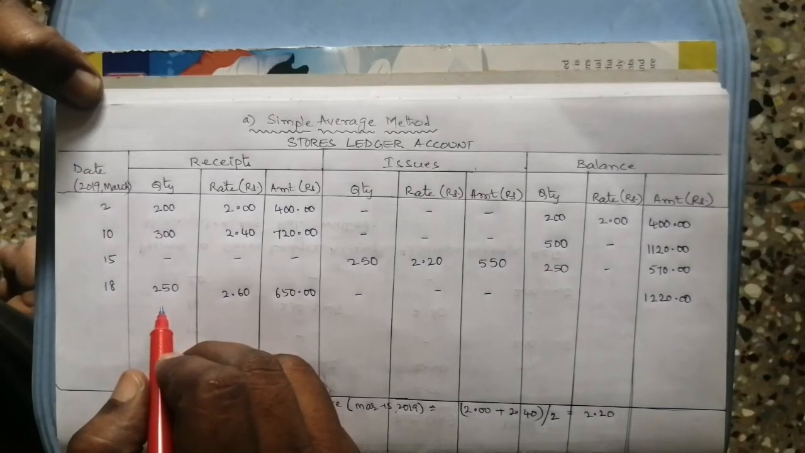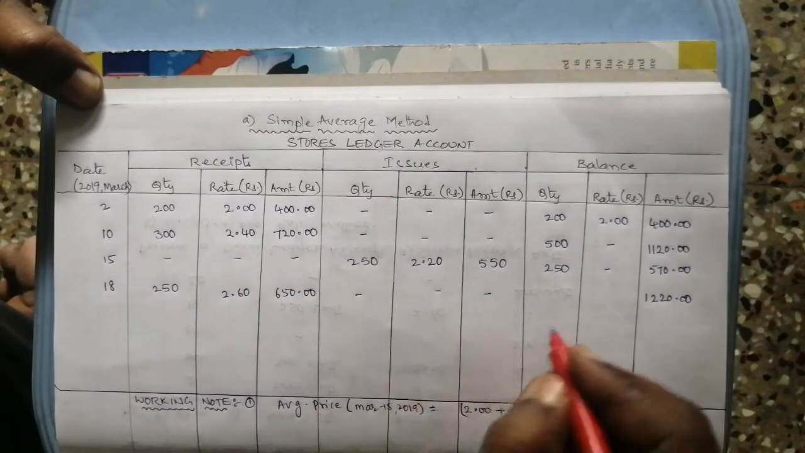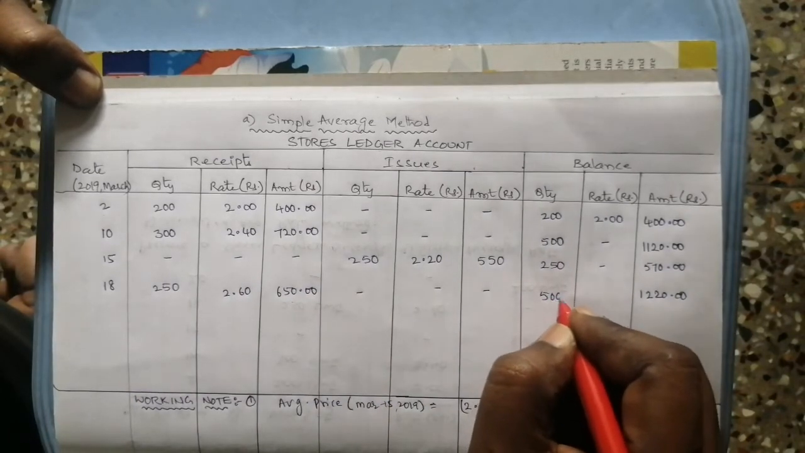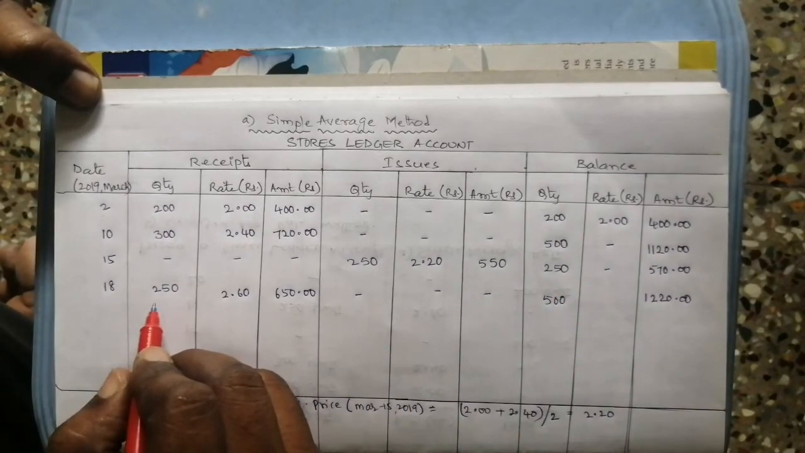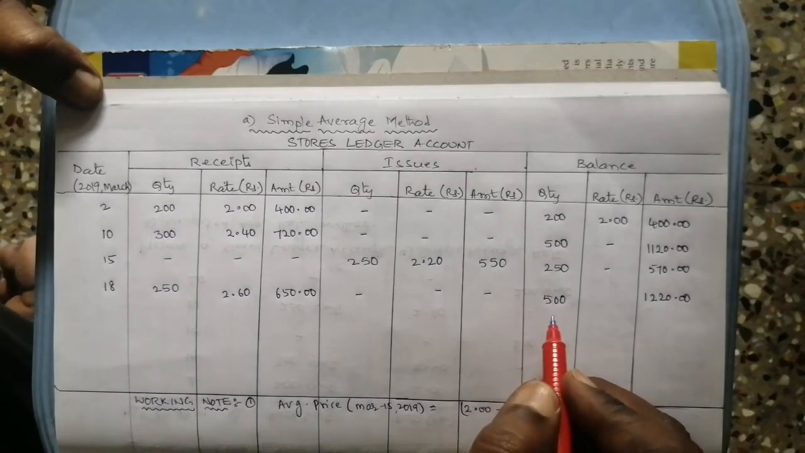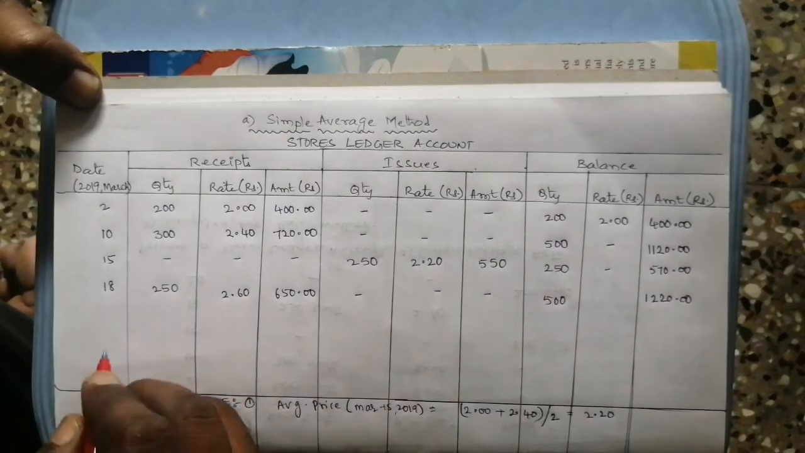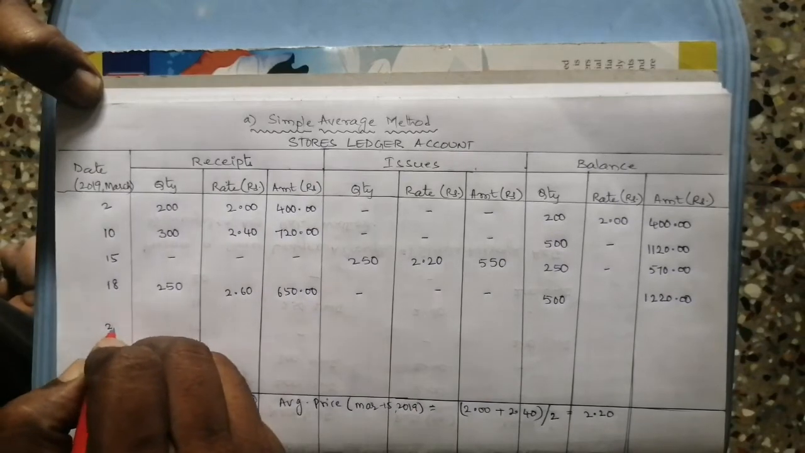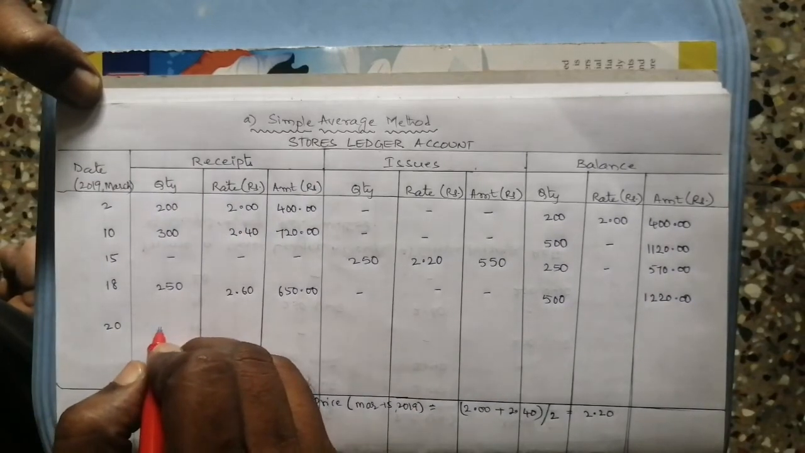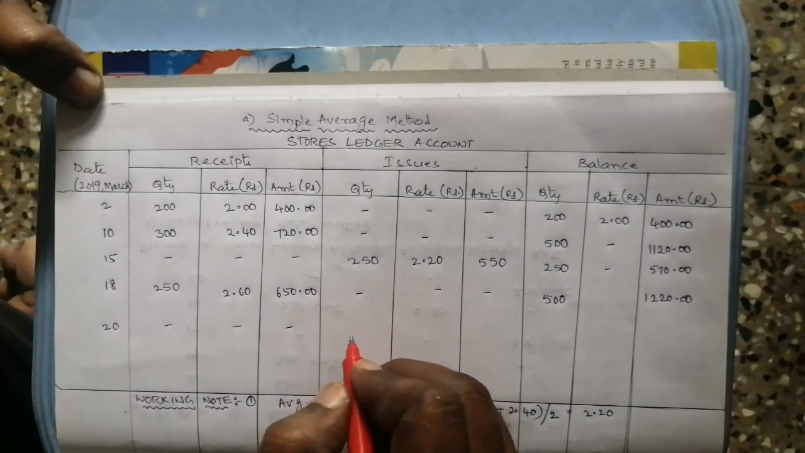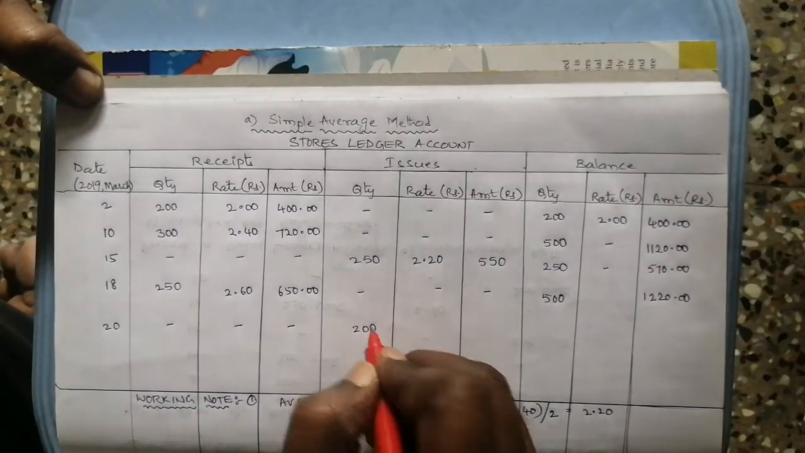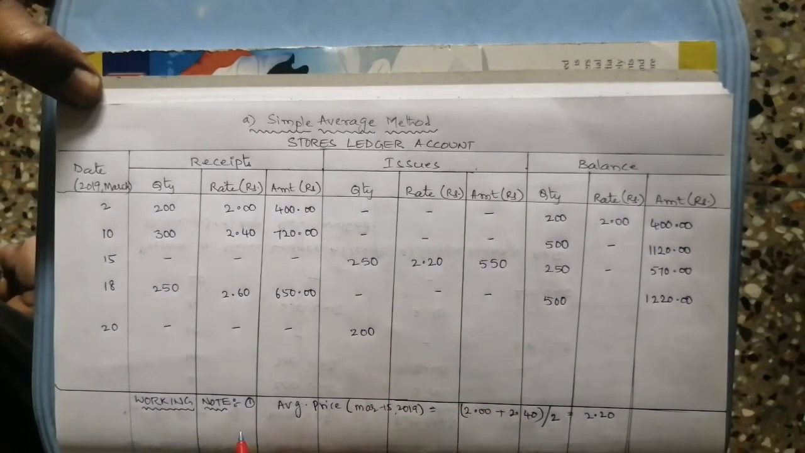250 plus 250 is 500. So 500 quantity. Earlier balance was 250. Now we are purchasing, that is a receipt of 250 units. Total is 500 units. Now go to the next one, the 20th. On the 20th there is no receipt, but there is an issue of 200 units.